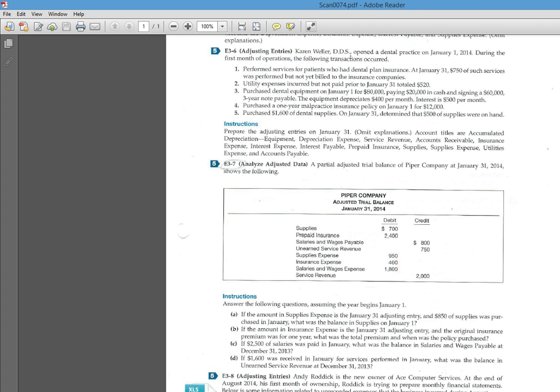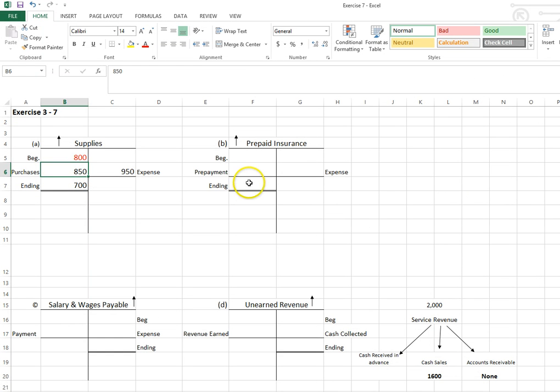So let's go back and look at our T account. So let's put that in here. We know 2400 was the ending, and we know the monthly expense is 400. Well, just kind of look at those numbers. If we're ending up with 2400 and the monthly rate is 400, how many months is that?